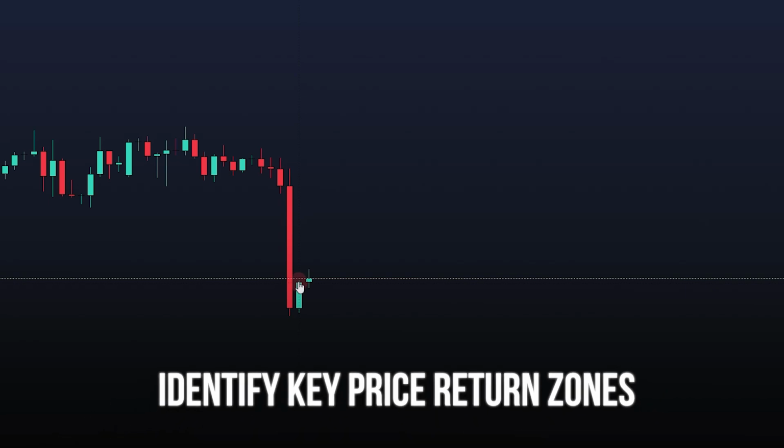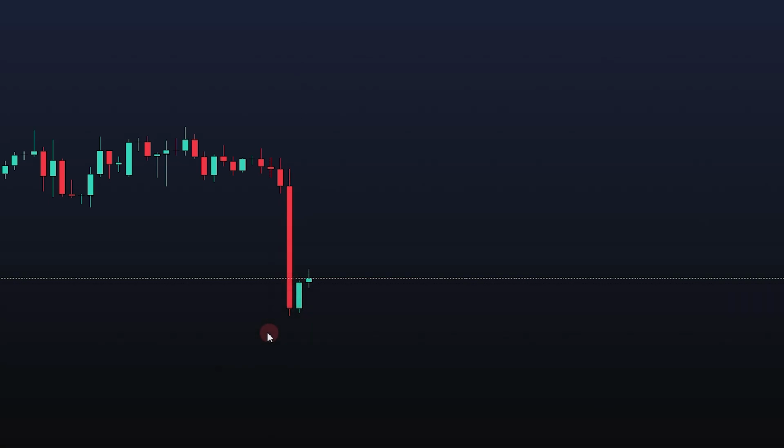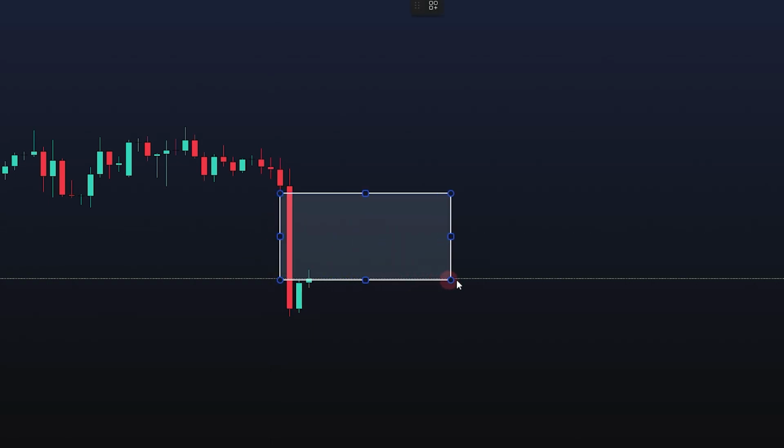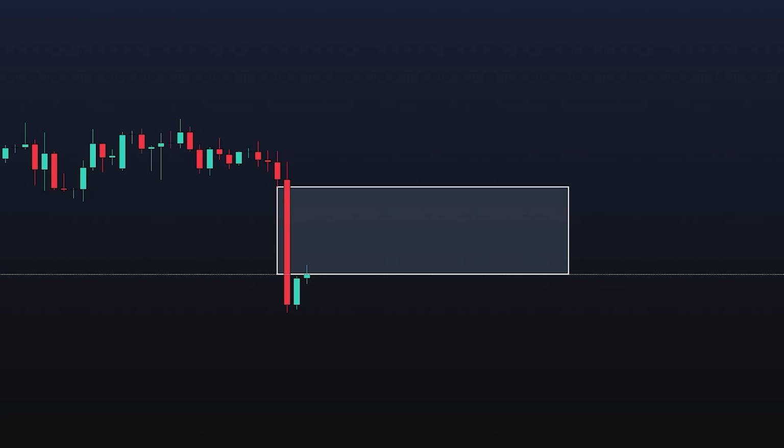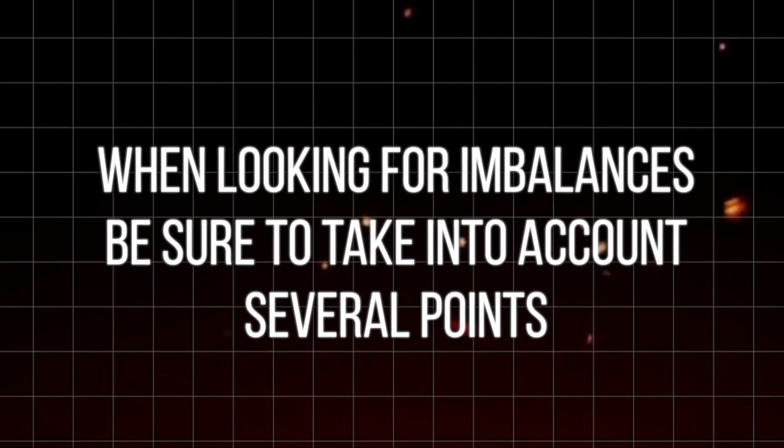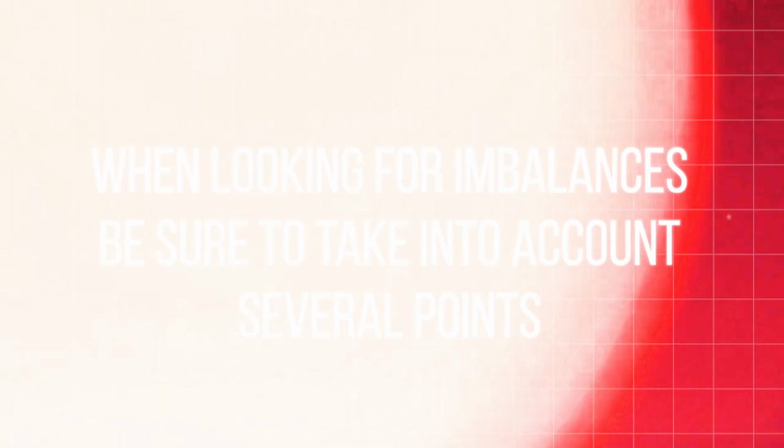The third step is to identify key zones of price return. It is important to realize that the price does not always fill the imbalance completely. In most cases, the return occurs at least 50% of the FVG zone, after which the movement continues in the initial direction. The most important thing in searching for imbalances is to take into account several points.